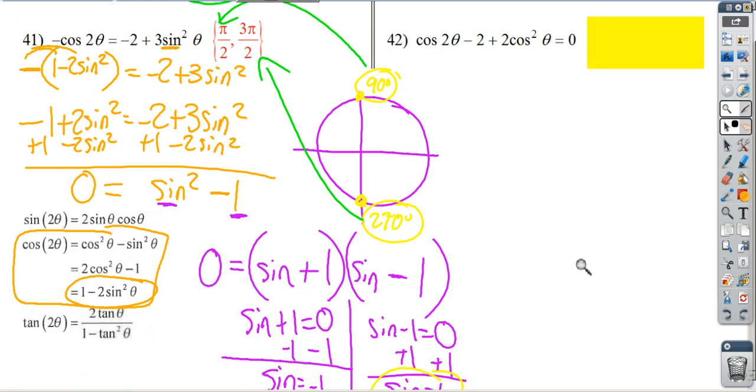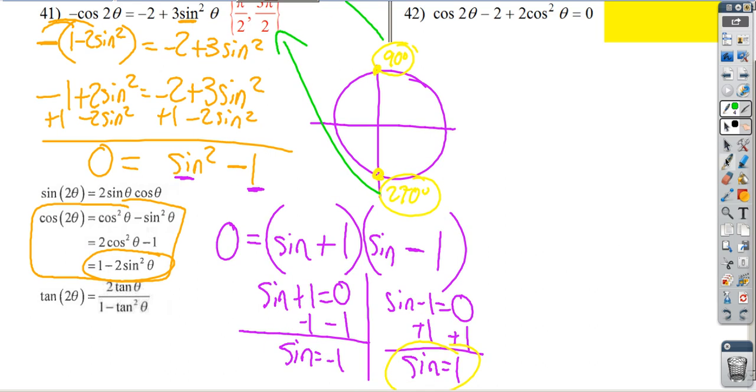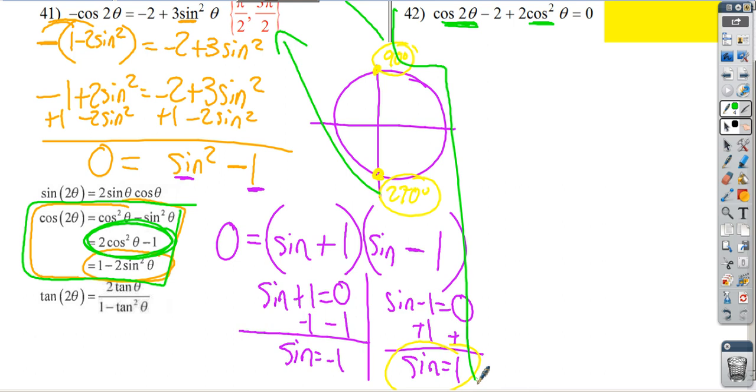All right, 42 is the last one for this video. Cosine 2 theta. So remember, we have a choice with cosine. There's three possibilities. How do we decide? Well, notice that the rest of the equation has only cosines in it, so let's pick the one that only has cosines. That's this one right here. So let me box this off. So this one we're going to change to 2 cos squared minus 1.